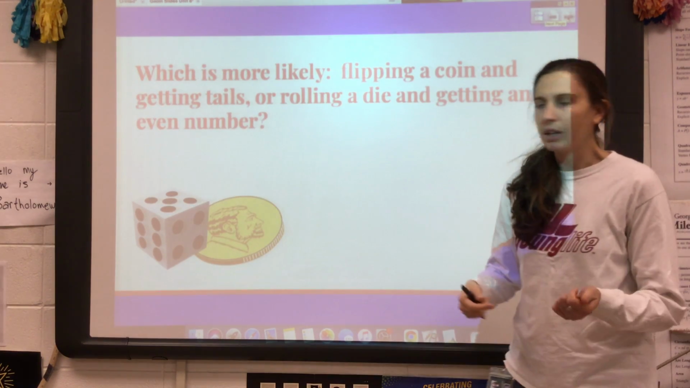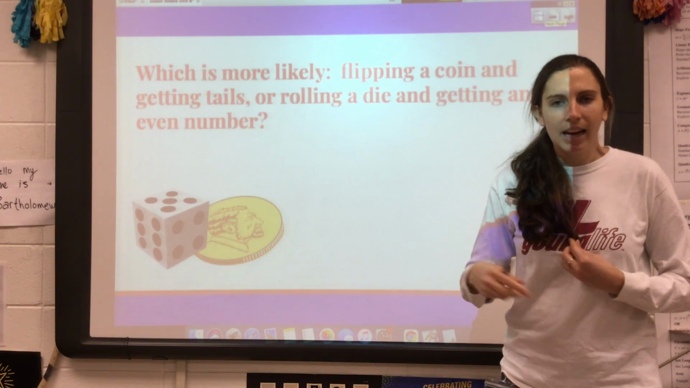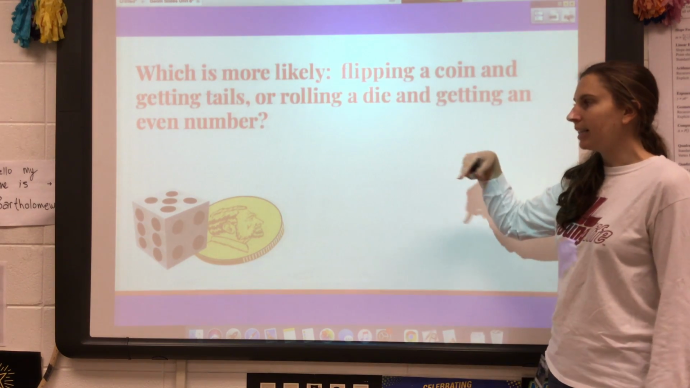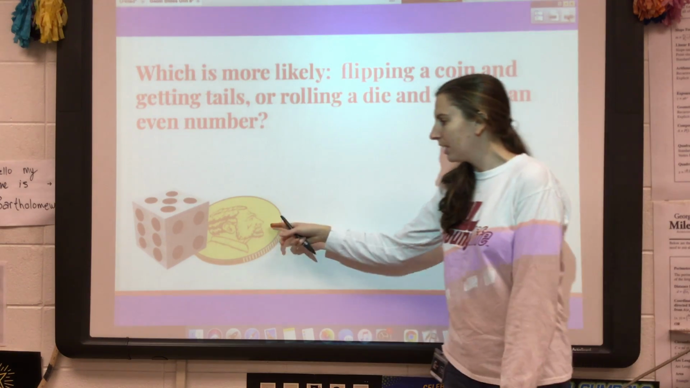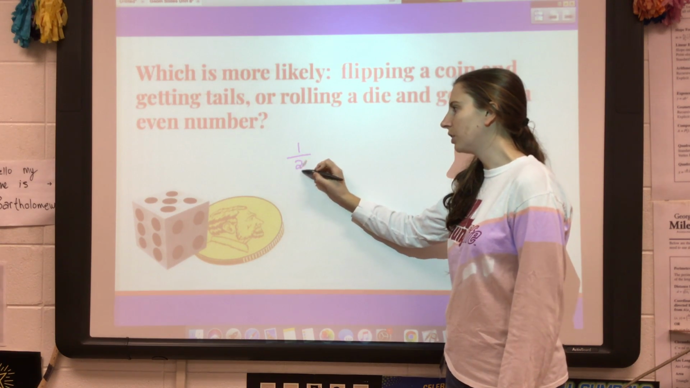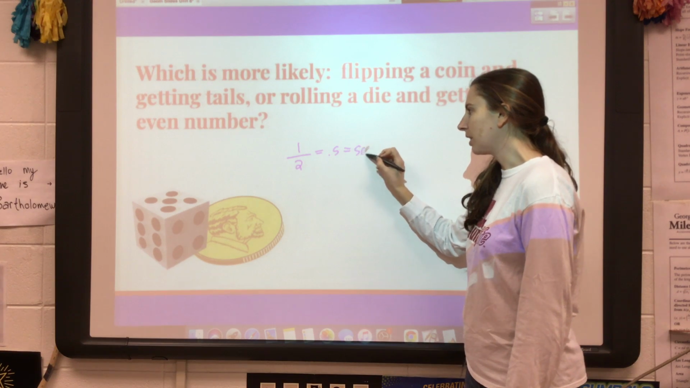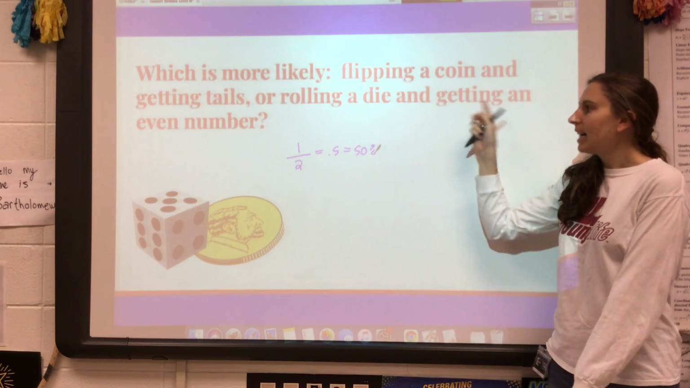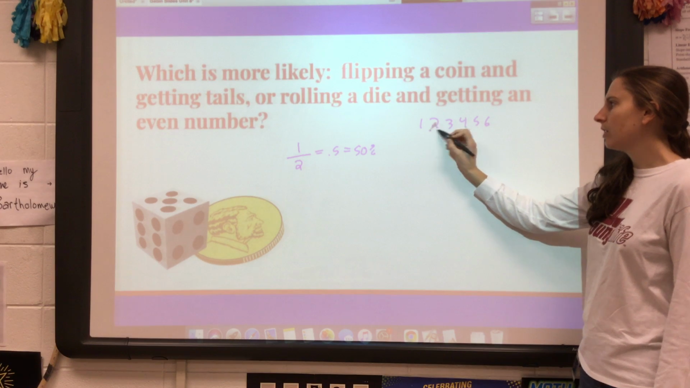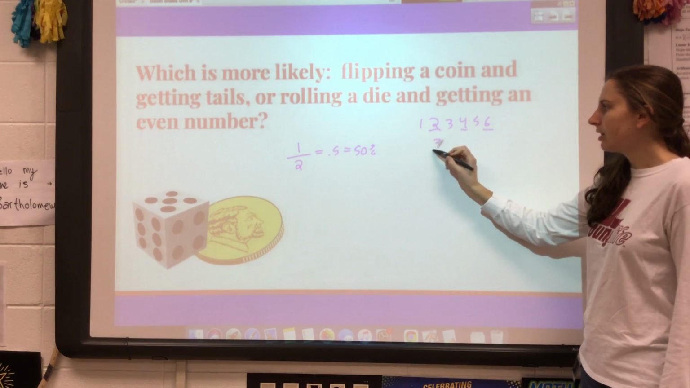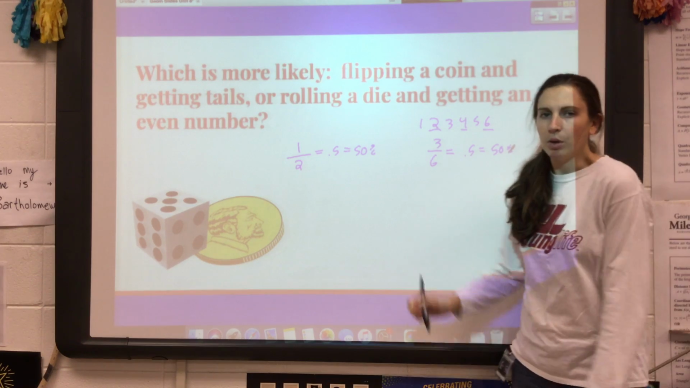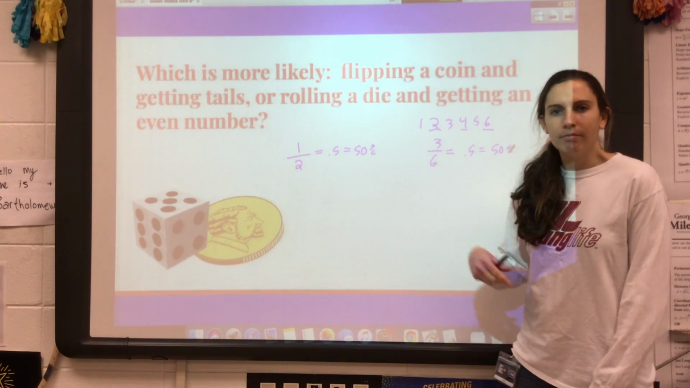Or something like flipping a coin or rolling a die, we can calculate the chance of these different things. First of all, which is more likely? Flipping a coin and getting tails? So the probability of flipping a coin, you've either got heads or tails, so the probability of getting tails would be 1 option out of 2, which is 0.5 or 50%. Rolling a die and getting an even number. On a die, you've got the numbers 1, 2, 3, 4, 5, and 6. The even ones are these, which is 3 options out of 6, which is also 0.5 or 50%. So both of those things have the same probability.